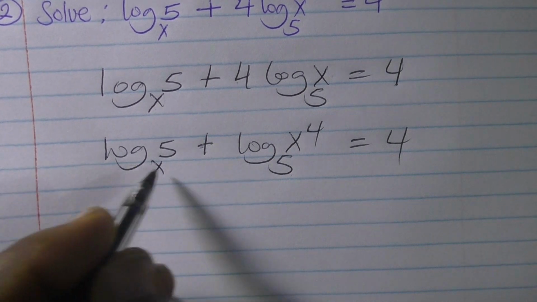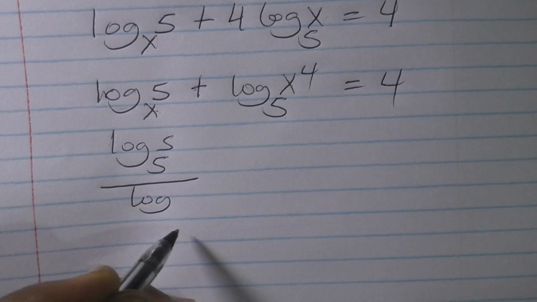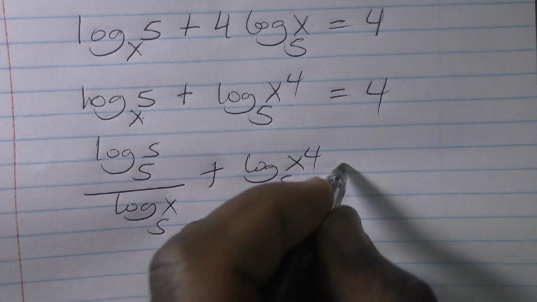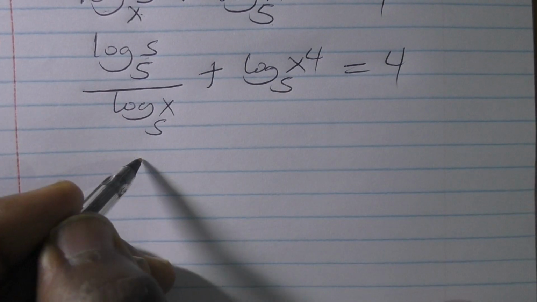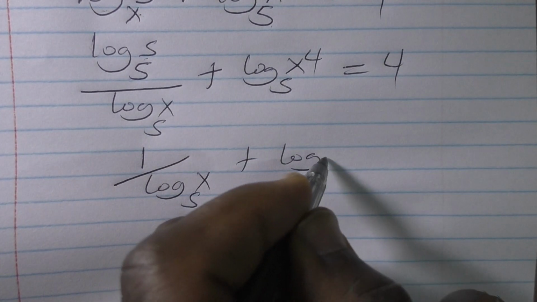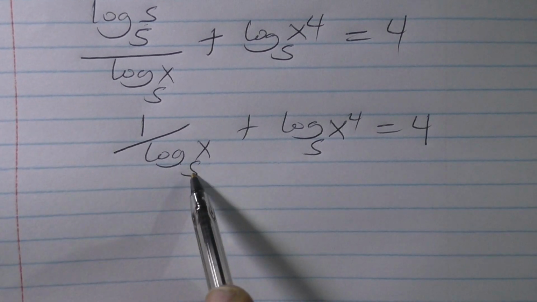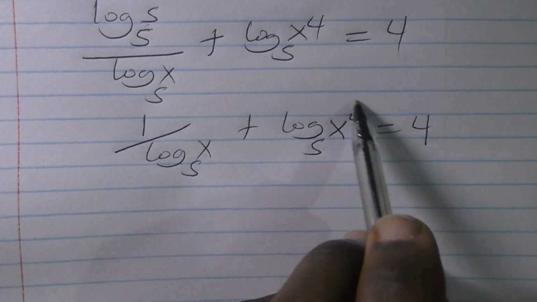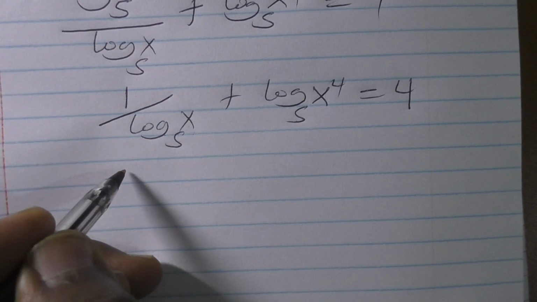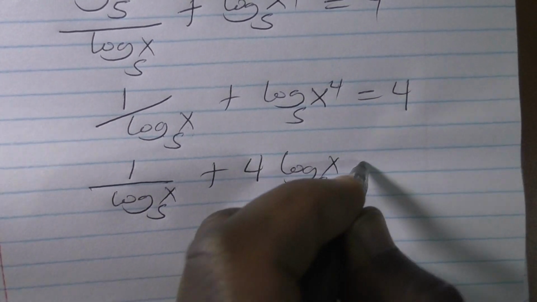That is to say, I'm introducing base 5, which gives me log 5 over log 5 x plus log 5 x power 4 equaling 4. Log 5 is 1, so it becomes 1 over log 5 power x plus log x power 4 base 5 equaling 4. But now I have log 5 power x power 4, so let us take this back down because we want to have the same expression and we simplify. So that gets us 1 over log 5 x plus 4 log 5 x equaling 4.